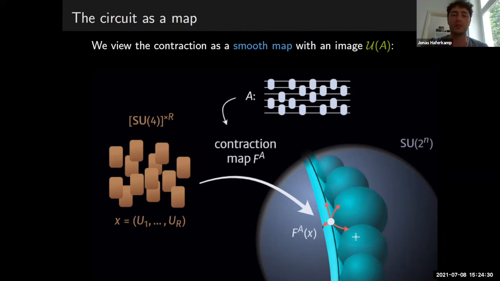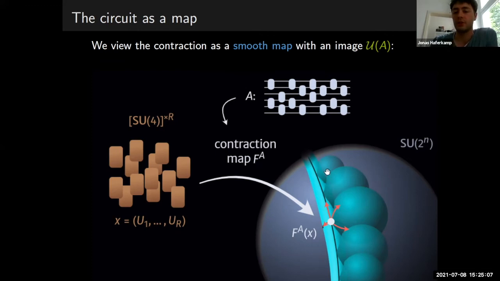And to utilize these tools, we view the set of unitaries that we eventually want to compare as the image of a smooth map. So in fact, for a given architecture, namely for a given way to arrange the gates, we view the quantum circuit as a smooth contraction map from the set of gates, namely SU4 to the R, to the unitary group. And here in the unitary group, this forms some image set that describes all the unitaries that can be contracted as one of these circuits.